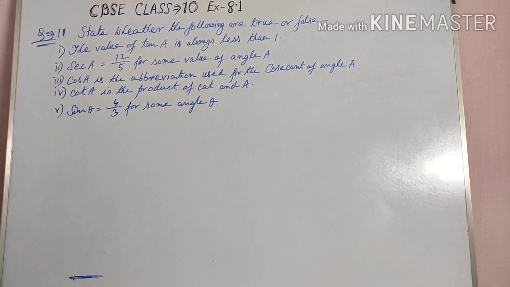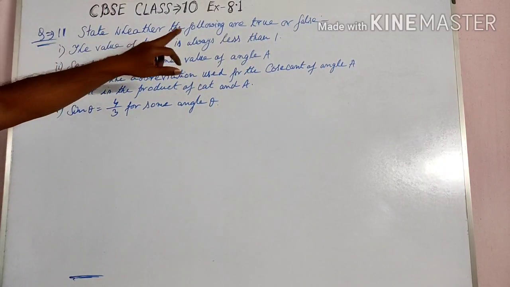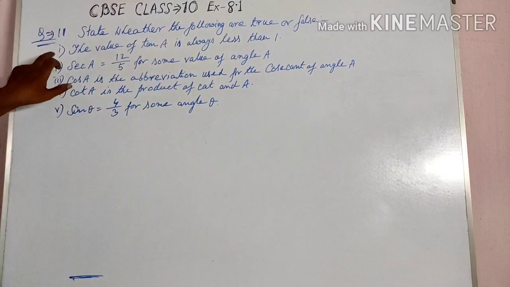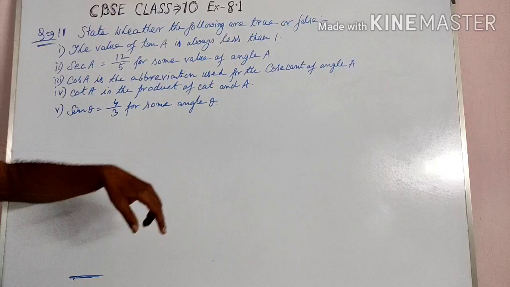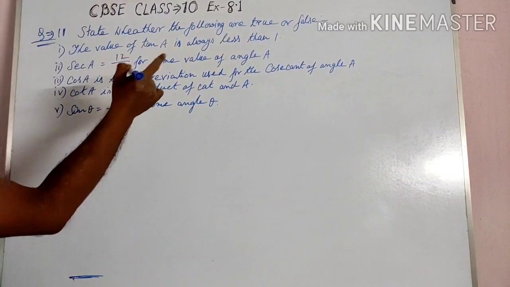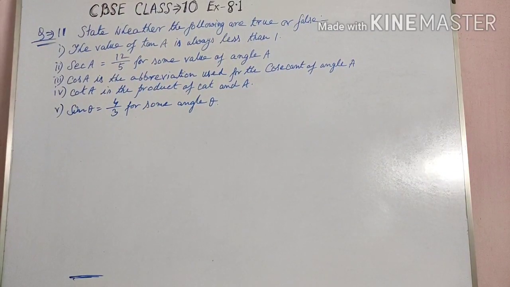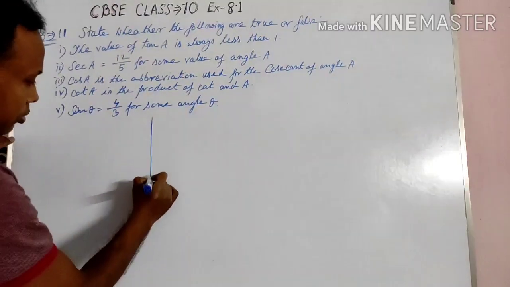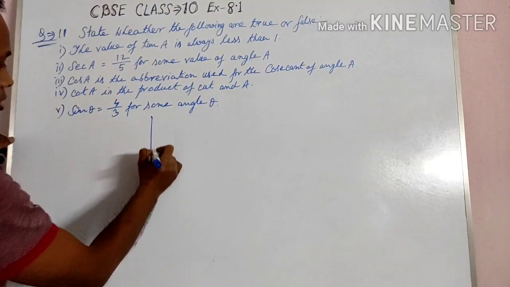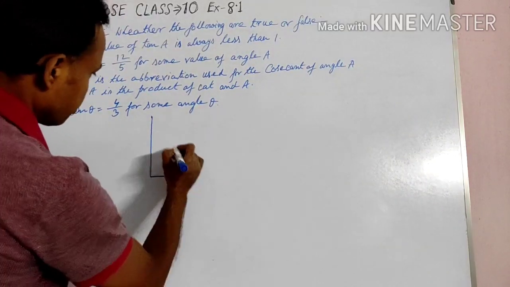CBSE class 10 exercise 8.1 question number 1. State whether the following are true or false. Question number 1, the value of tan A is always less than 1. So this is the statement, you have to tell whether it is true or false. Since it is a trigonometric problem, first you have to draw a right angle triangle.